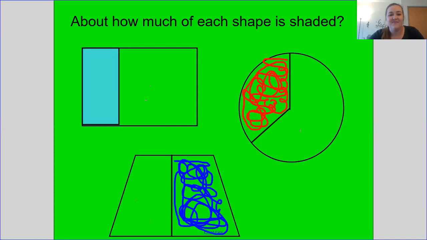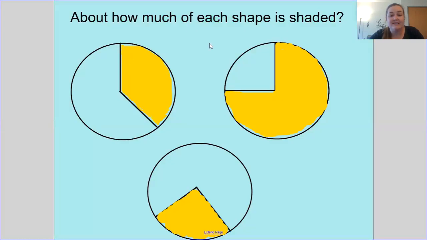Okay, let's go on. So here, I would probably say, let's see, if you look here, I can go like this again. So I'd say 1/3 again. Sometimes it helps me to draw it out. And then here, okay, this was pretty simple. It goes right down the middle. So this I would say is 1, 2, 3/4 is shaded.